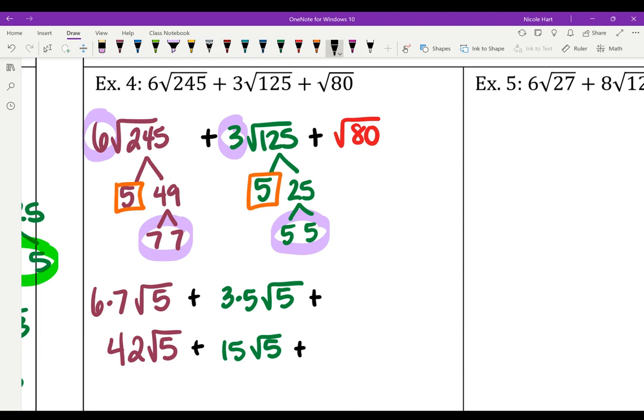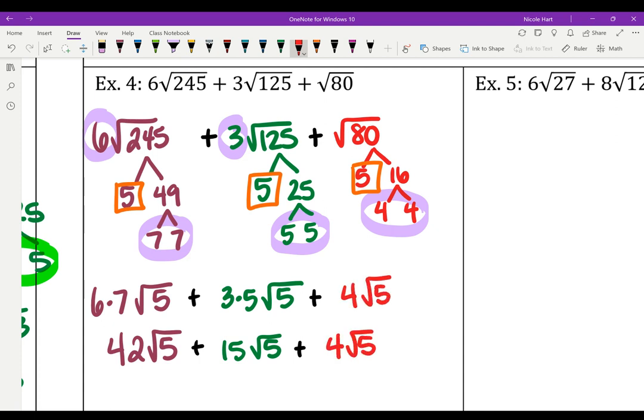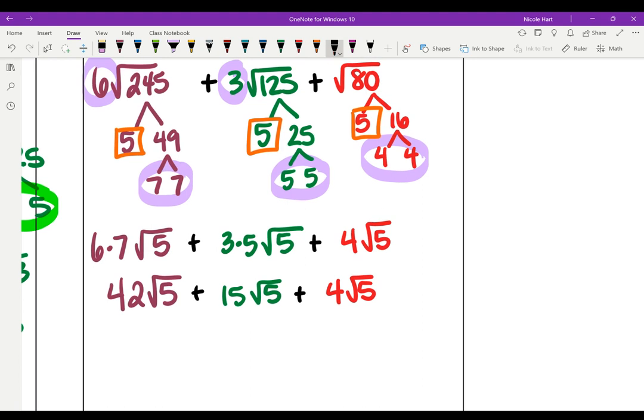So I have a hunch that this is also going to have a root 5 left over, which means it's divisible by 5. So 80 divided by 5, if you're calculating, you can find that that's 16. And 16 is also a perfect square of 4. So 4 is going to go outside, while 5 is on the inside. So 4 root 5. For our final answer, I am just going to add those outside numbers together, 42 plus 15 plus 4, and that's going to give me 61 root 5 as my final answer for example 4.